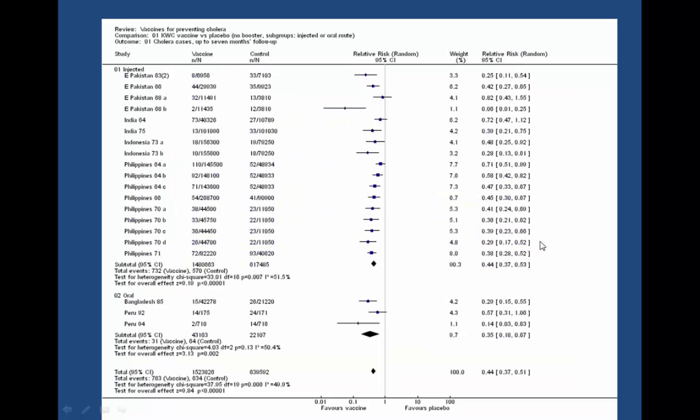Okay, what does this mean? So this is vaccination for preventing cholera. Orient yourself to the table. What's the outcome? The outcome is relative risk.